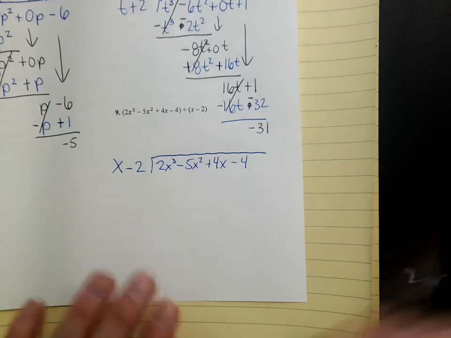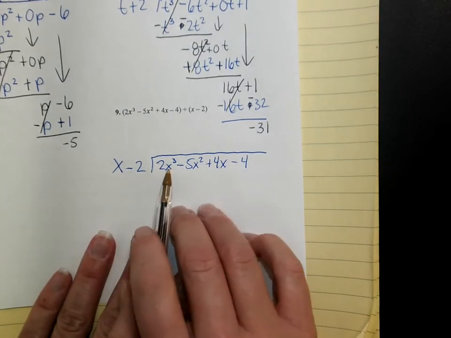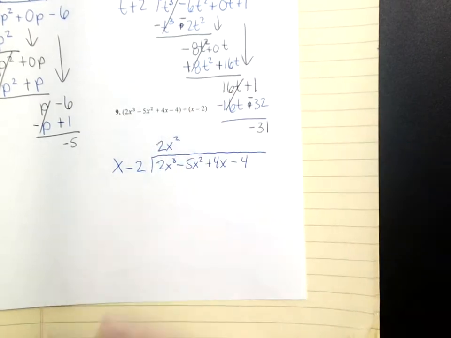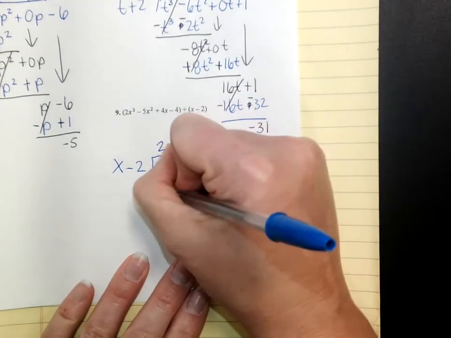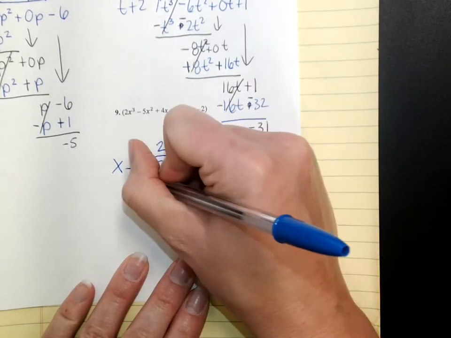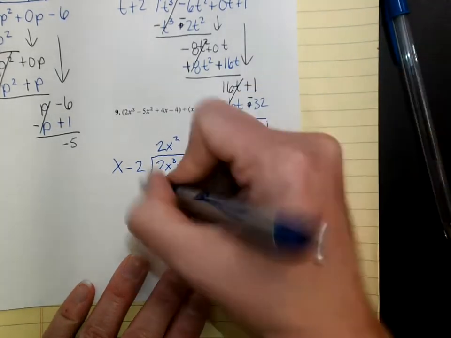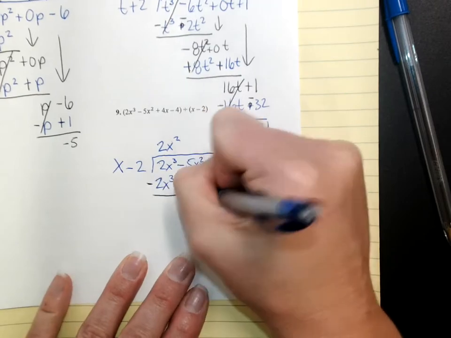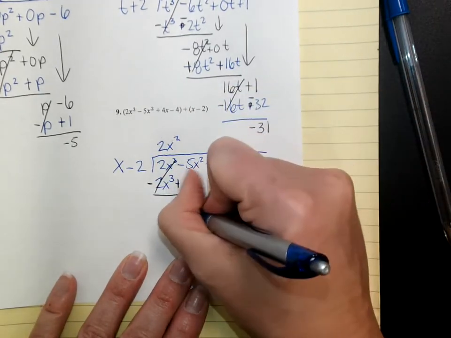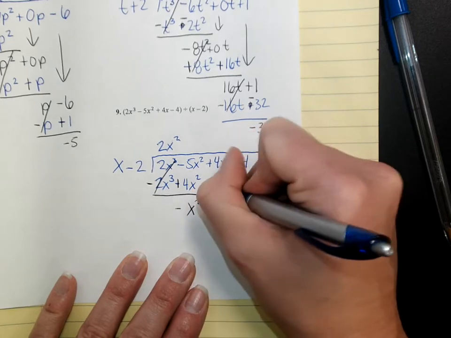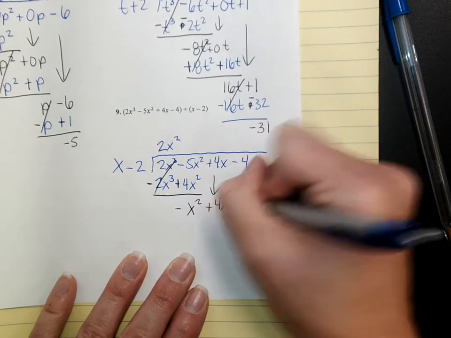Cool. What to do to an x to make it a 2x cubed? Multiply it by 2 and multiply it by x squared. 2x squared times x, 2x cubed. 2x squared times a negative 2, negative 4x squared. Change the signs. That's the thing you're going to forget to do. That's a negative 1. You can put the 1. I'm just going to put negative x squared and bring down my 4x.